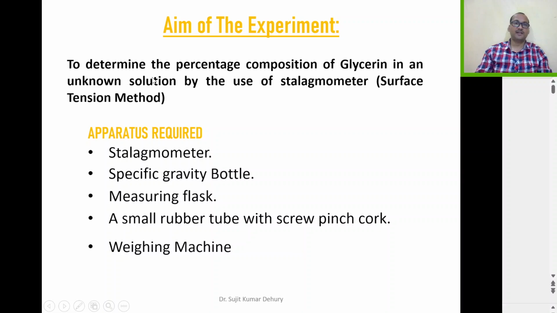So the aim of the experiment is to determine the percentage composition of glycerin in an unknown solution by the use of a Stalagmometer, that is, the surface tension method.